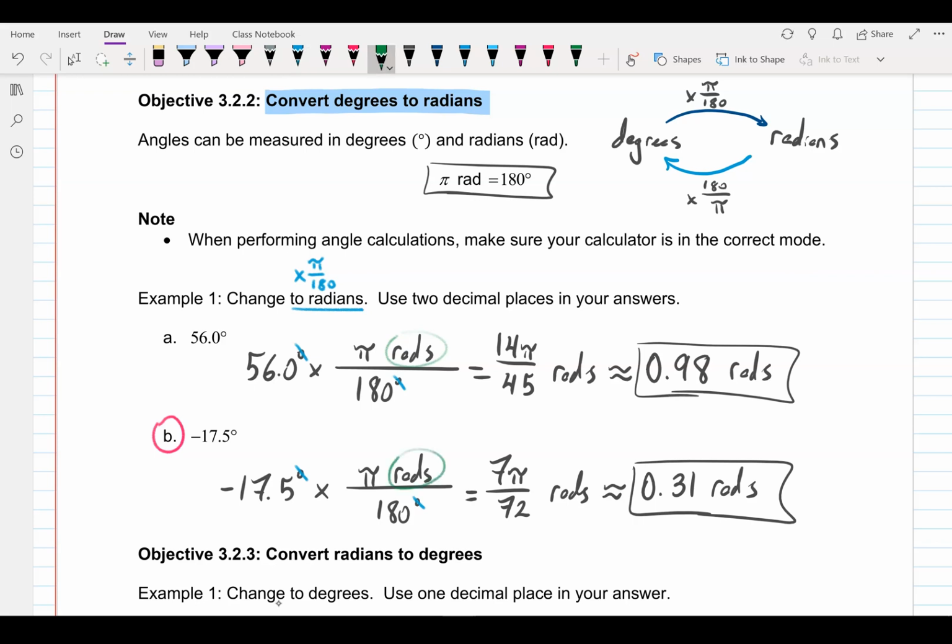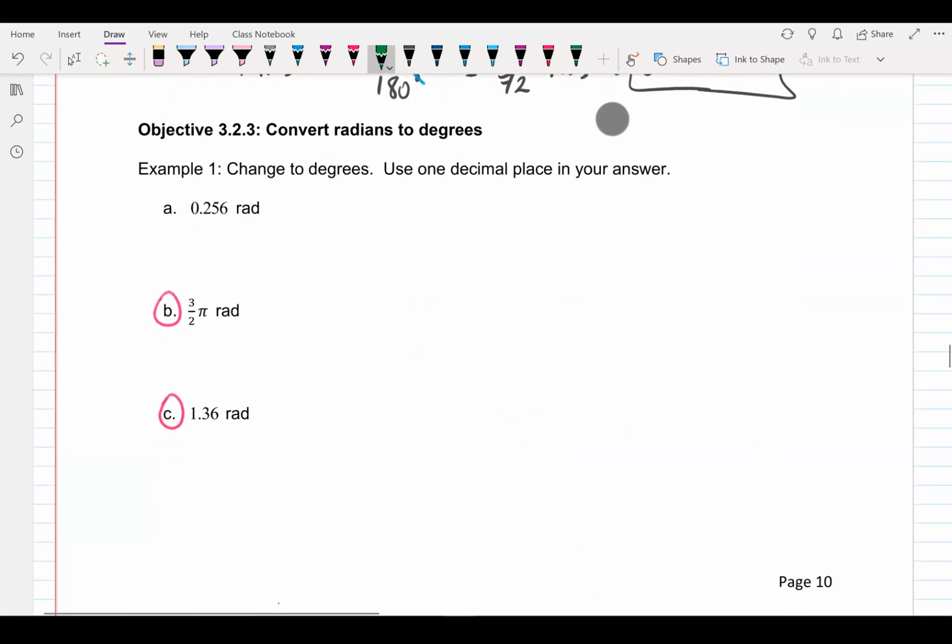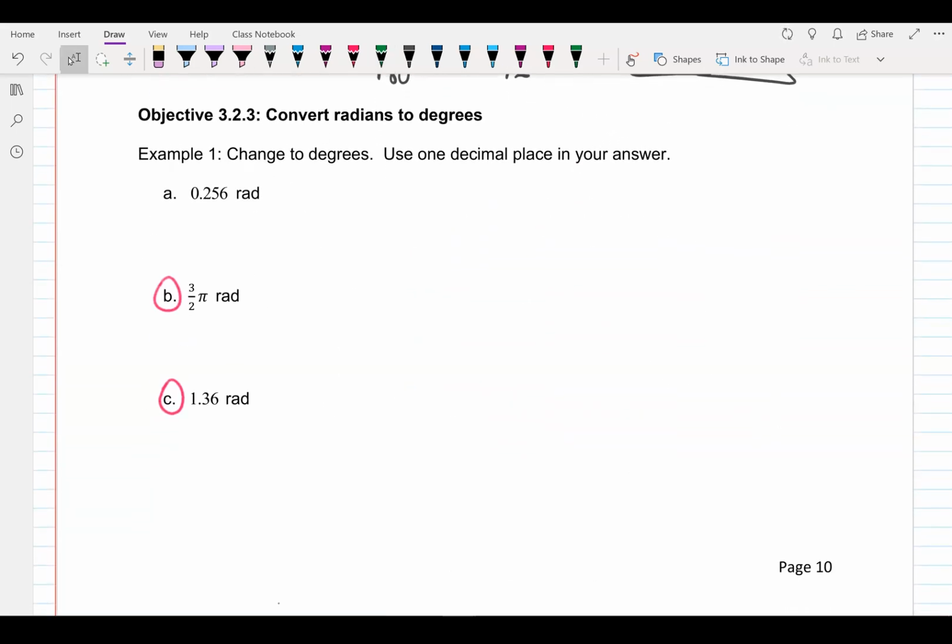Remember, if you're going to radians, you need to put the 180 on bottom. If you're going from radians, you put pi, or radians, on bottom, which will cancel out. That's exactly what we're going to do in this case. We're going to convert radians to degrees. If we want radians to degrees, you multiply, and you want to get degrees.